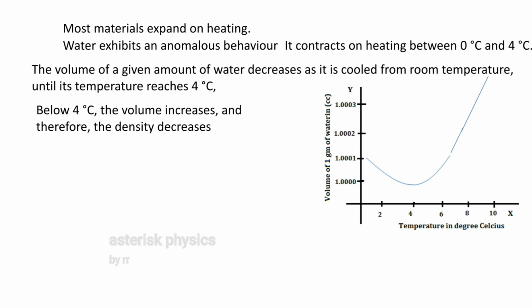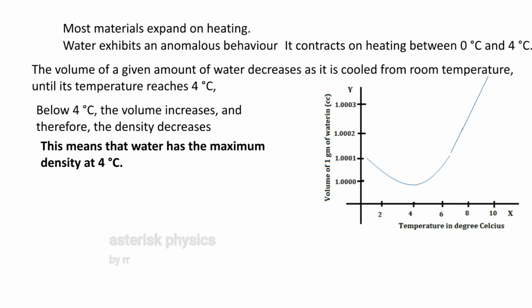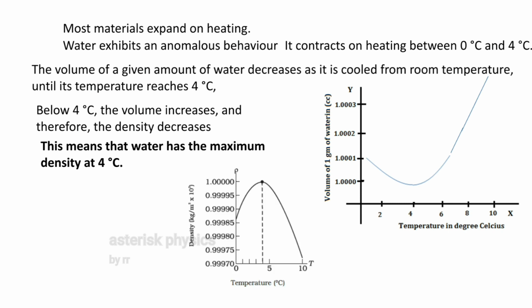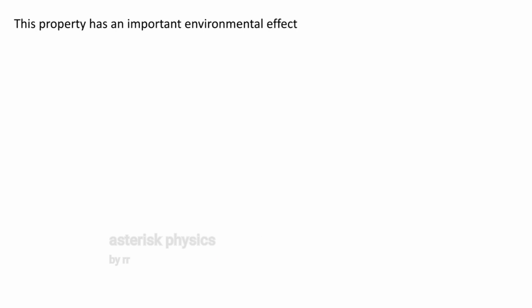And therefore, the density of water decreases. This means that water has the maximum density at 4 degrees Celsius. You can see the variation of density of water with temperature. The density is maximum at 4 degrees Celsius, and the value is 1 gram per cc. This property, that is the anomalous behavior of water, has an important environmental effect.